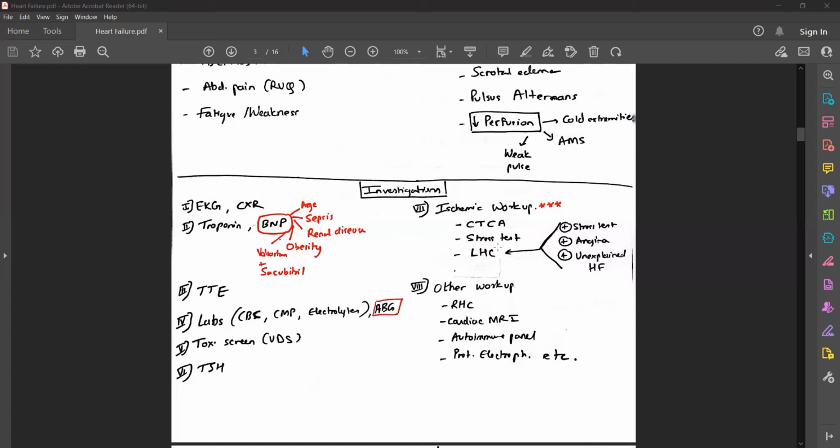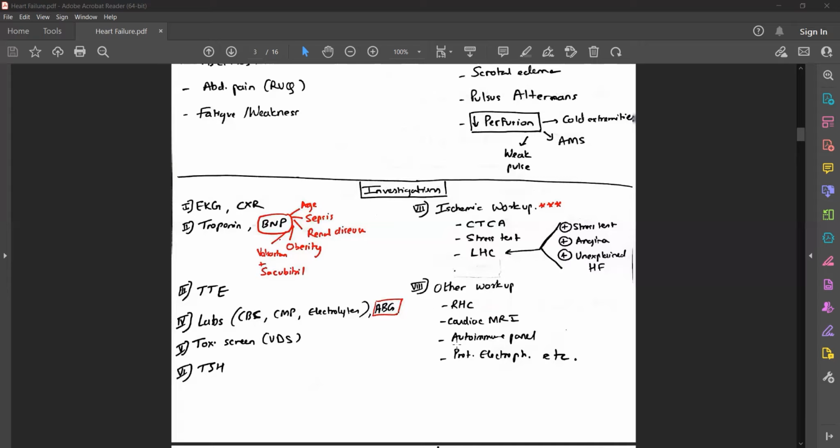Now, remember, a lot of times the cardiologist might choose to go directly for a left heart cath, or if there is a positive stress test, the patient has significant angina and the heart failure is unexplained. In these cases, a lot of times the cardiologist might directly proceed with a left heart cath. But either way, remember that every patient with new onset heart failure has to undergo an ischemic workup.